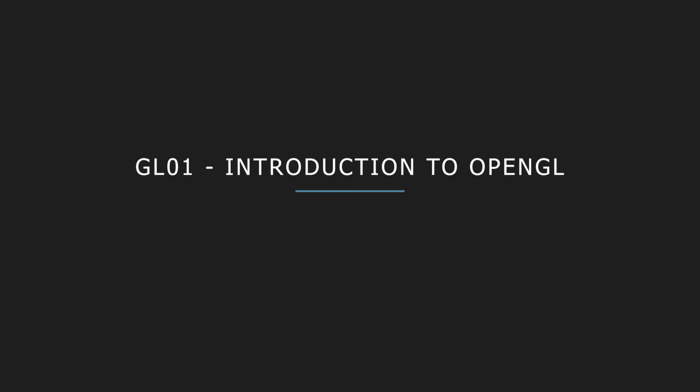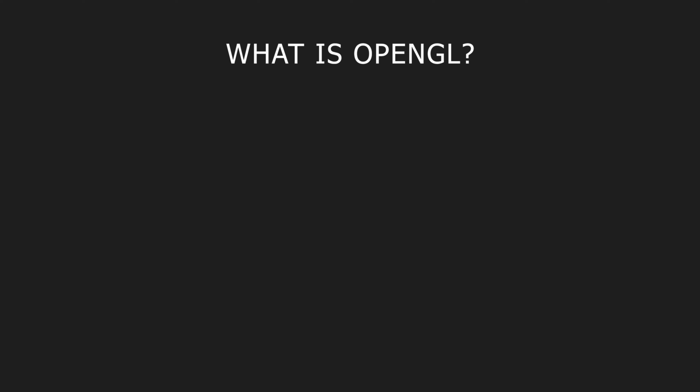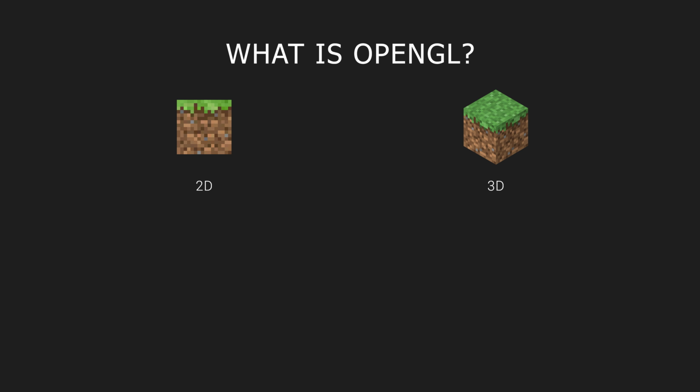Hello there. In this video, we'll learn exactly what is OpenGL and what it isn't. OpenGL or Open Graphics Library is generally considered as an API that provides a set of functions to render 2D and 3D graphics. However, OpenGL is neither open source nor an API. It is a specification developed and maintained by the Khronos Group.